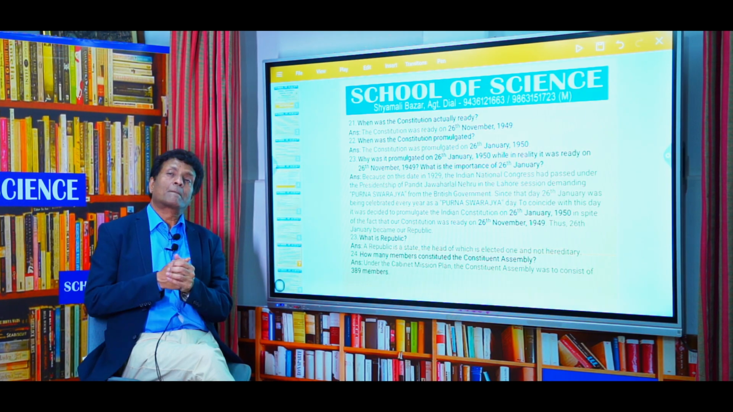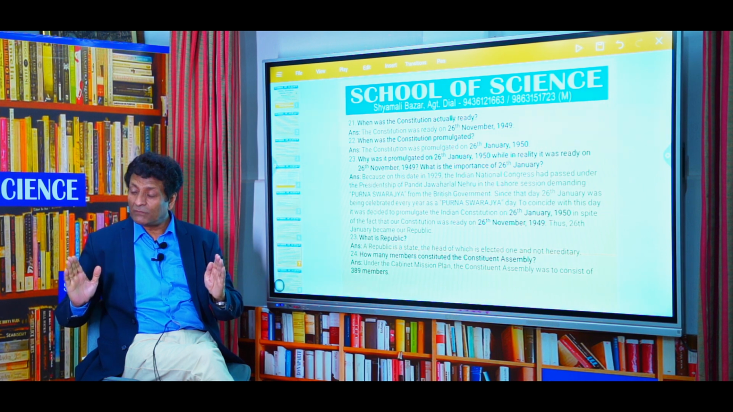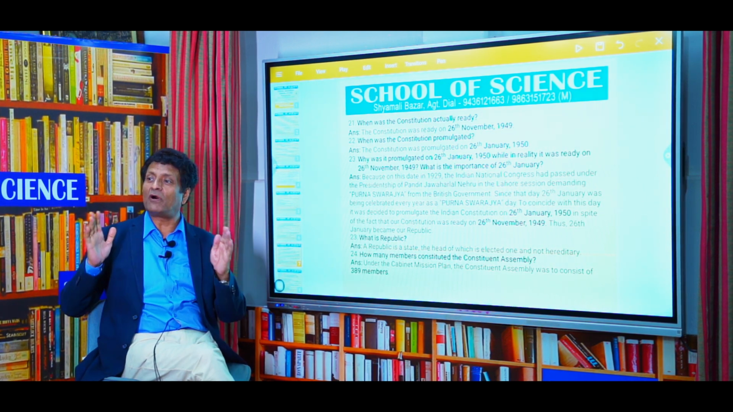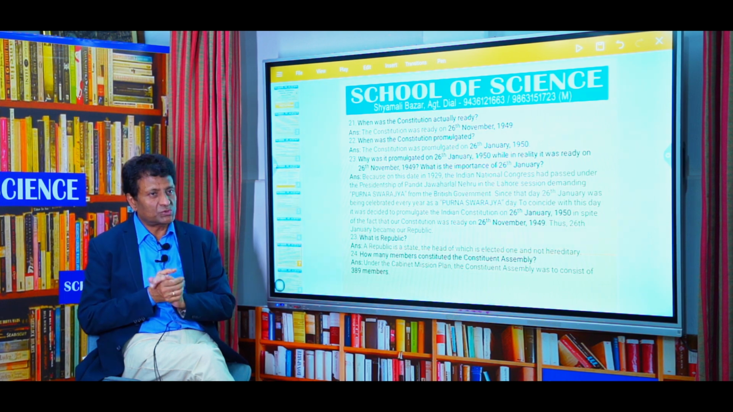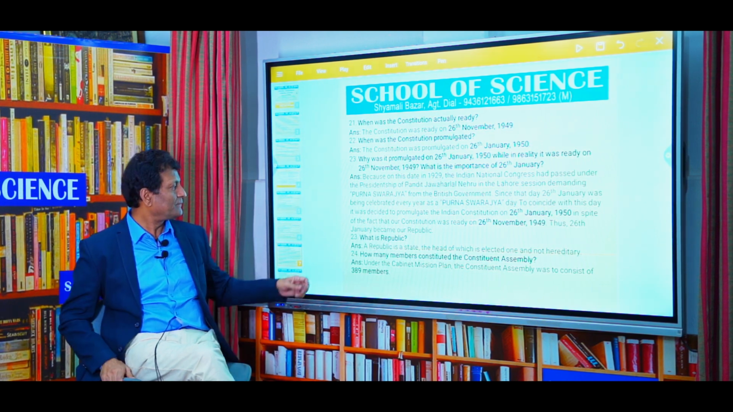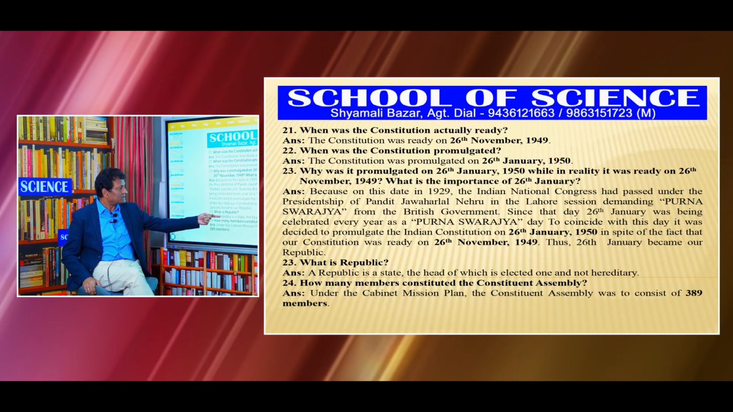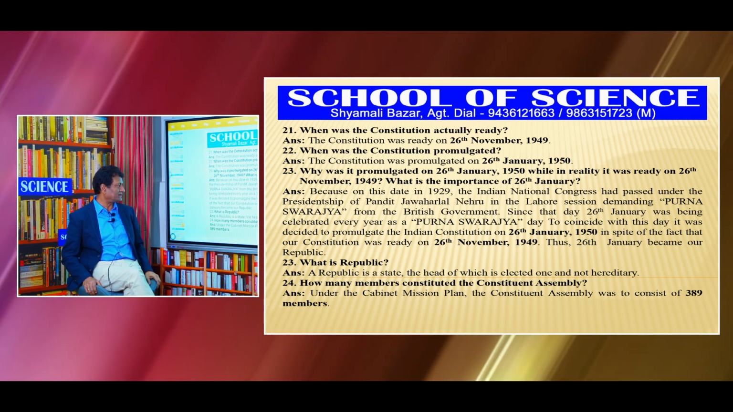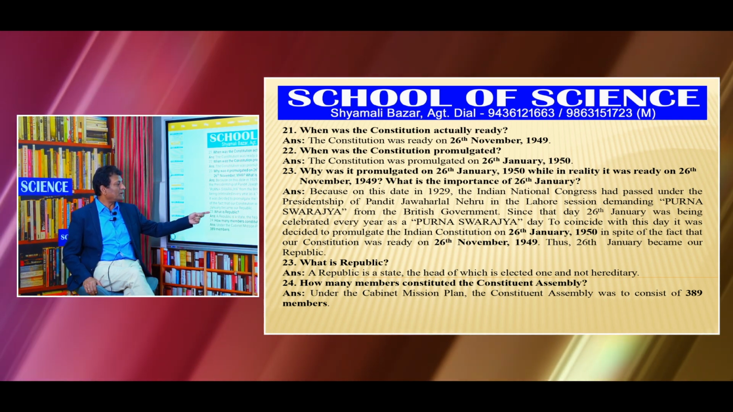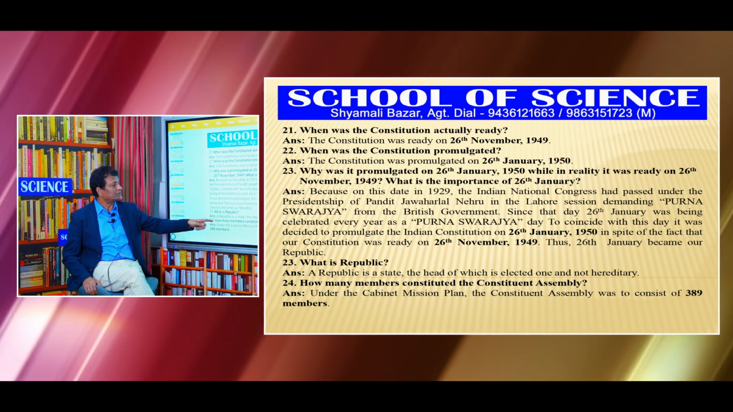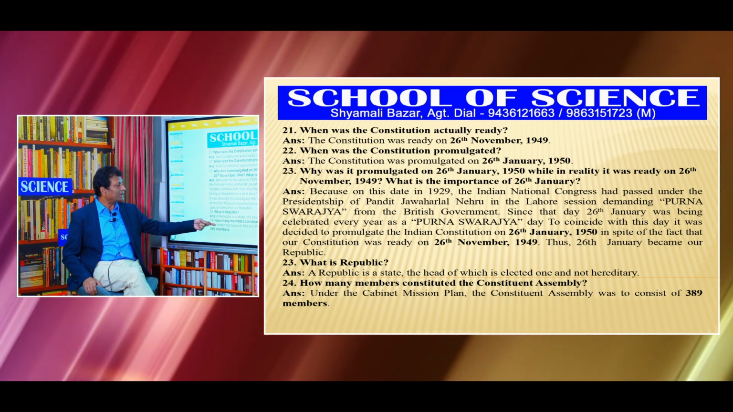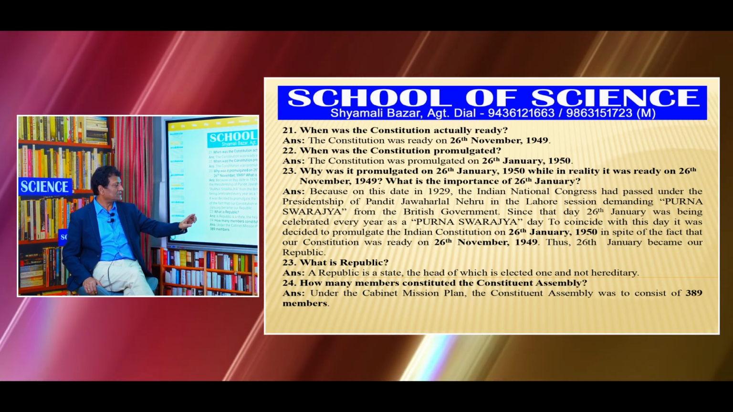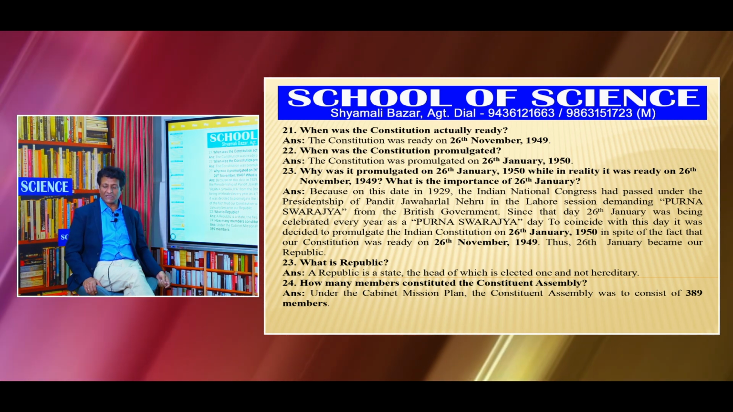Now we proudly claim that India is both a democratic and a republican state. What do you mean by republic? A republic is a state, the head of which is elected and not hereditary. How many members constituted the Constituent Assembly? Under the Cabinet Mission Plan, the Constituent Assembly was to consist of 389 members.